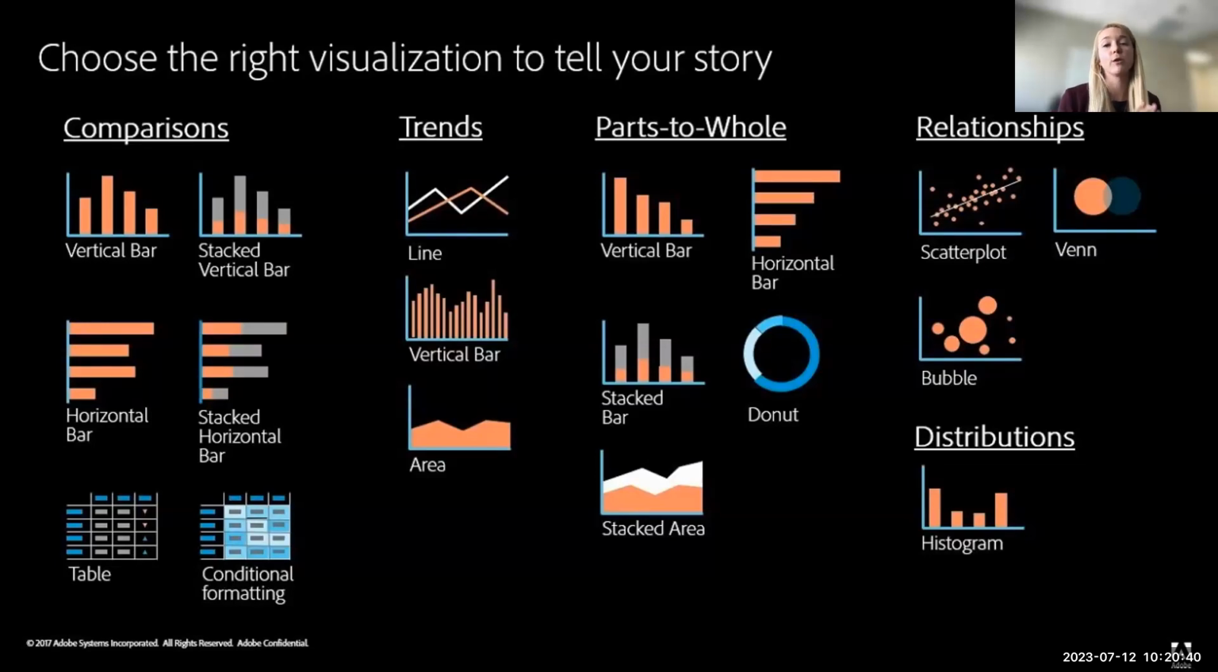When you're thinking about relationships that fall between different data segments, things like scatter plots, Venn diagrams, bubble charts, all of those different types of visualizations work really well for those types of data sets. And then finally, if you're looking at different data distributions, things like histograms work really well. Again, this just represents a high-level approach to choosing the right data visualization for your story, but there's lots of other options.